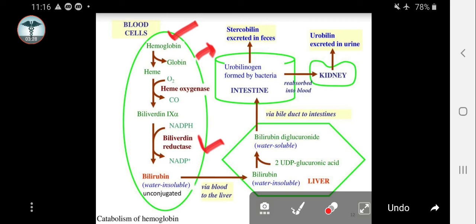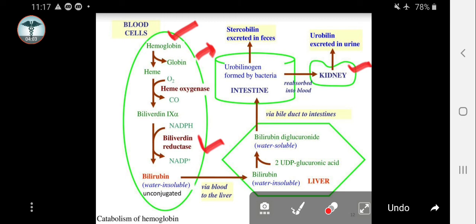In the intestine, bacterial action causes this bilirubin to be converted into urobilinogen. A small portion of the urobilinogen is reabsorbed from the intestine and then moves to the kidney. In the kidney, it is converted into urobilin and is excreted in the urine, which gives a characteristic light pale yellow coloration to the urine.